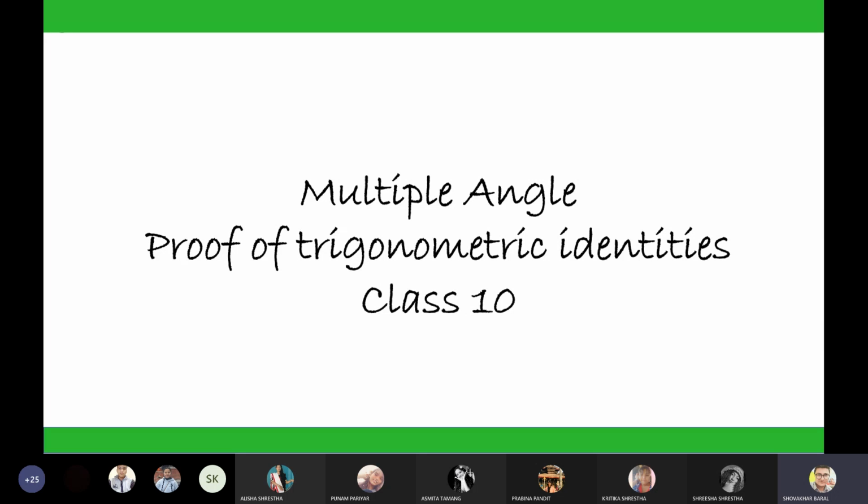Today I'll be discussing the proof of trigonometric identities. In this proof of trigonometric identities, we'll be focused today on solving the questions of the trigonometric identities of multiple angles. We will be using the formula that we have read in the last few classes.